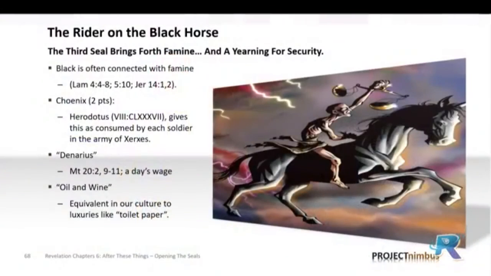Now, the oil and the wine is an interesting concept here. In our culture, and I find this very ironic, this is a Hebraic expression, oil and wine, it would equate to, say, toiletries. In other words, what John is telling us here, when the scarcity comes, he's basically saying that there will be great hoarding of toilet paper. The luxuries of life. The things that make life nice.